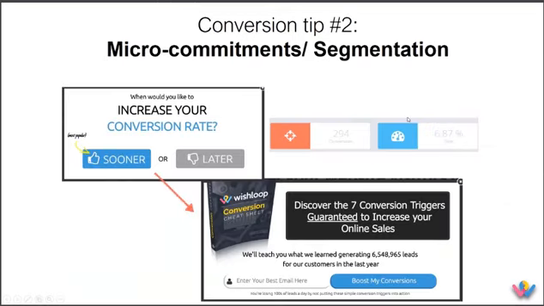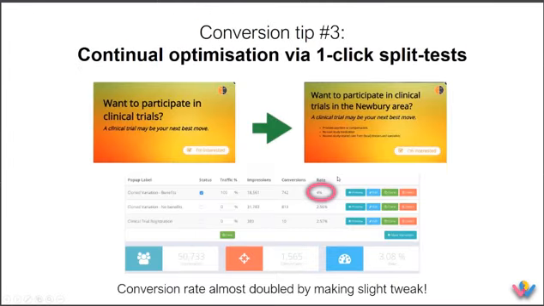Conversion tip number 2 is micro commitments and segmentation. So, something like, would you like to increase your conversion rate sooner or later? By simply pressing sooner and then getting to this page, I've increased my conversion rate. So that's number 2. And number 3 is continual optimization via one-click split tests.